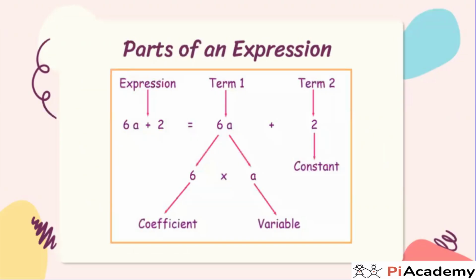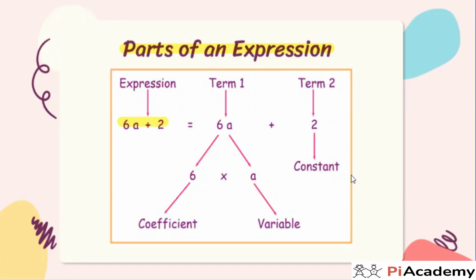Difference between them. So basically here you can say parts of an expression. I mentioned an expression is made up of all those things, right? Term is also there. Let's say this is the expression 6a plus 2. Here you have the first term, that is the 6a, and the 2 is also a term. But 2 you can say is a constant.